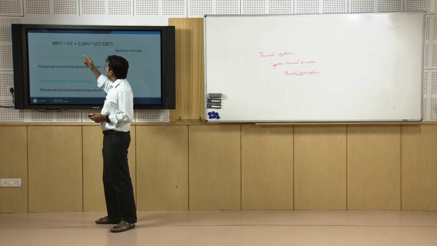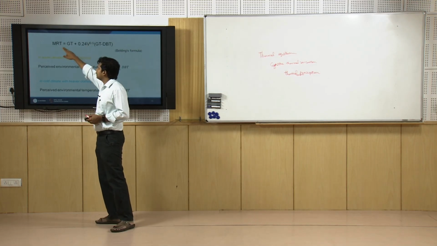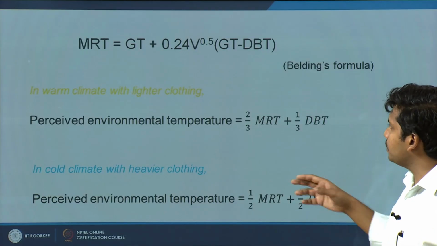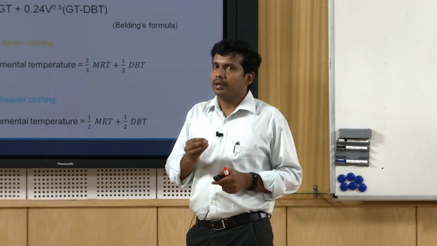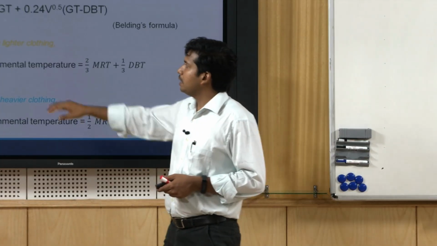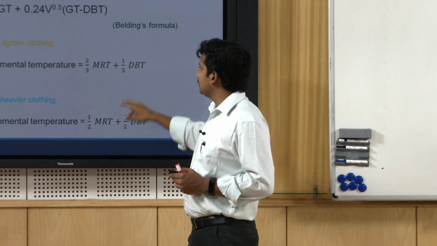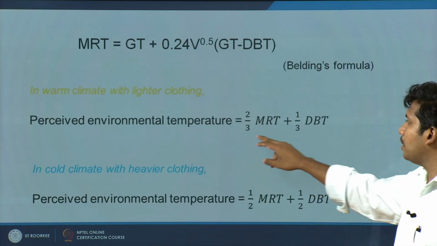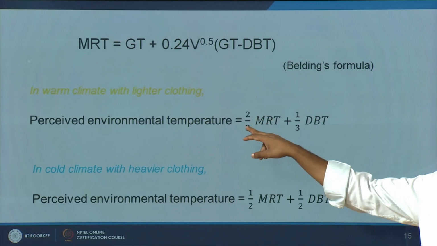Typically in warm, another thing to note, it varies with respect to air velocity. As the velocity increases or decreases, MRT is going to go up or down accordingly. In warm climate, when you are with lighter clothing, the contribution of mean radiant temperature is larger. In a warm climate when you are with light cotton wear, then what you actually perceive is only 1/3 of dry bulb temperature and 2/3 of mean radiant temperature. Imagine your ambient dry bulb temperature is 30 degrees, but your mean radiant temperature is 40 degrees.